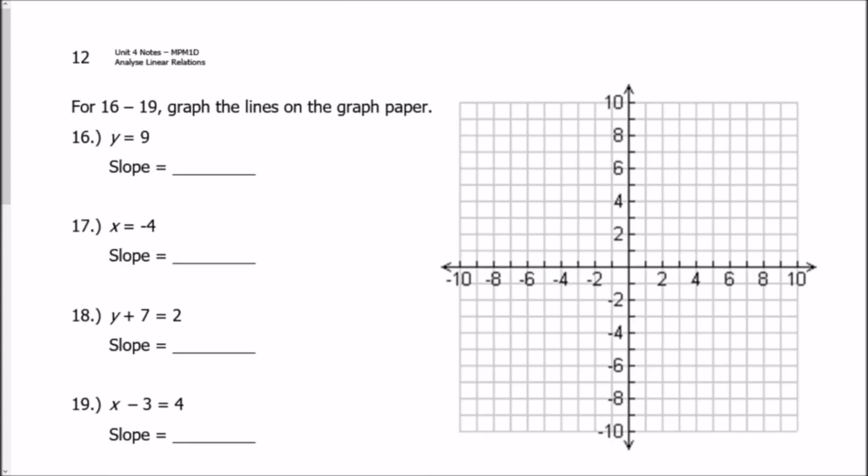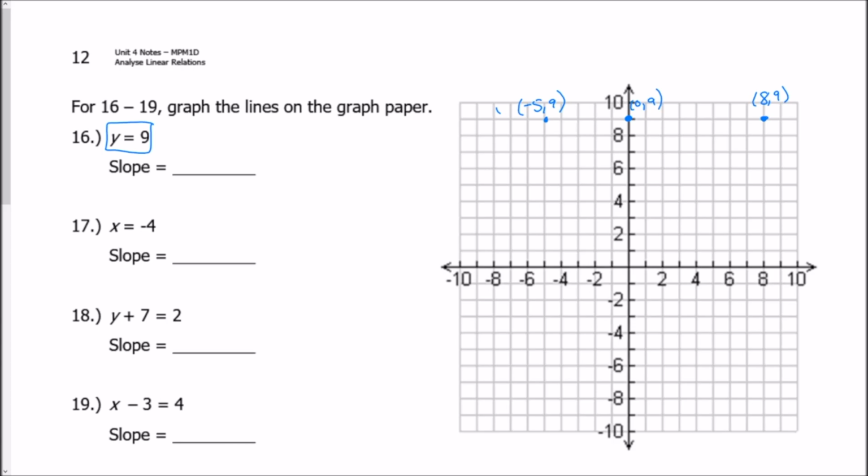All right, so let's apply that information right here. So for questions 16 through 19, graph the lines on the graph paper. So here, if it's y equals 9, it means y will always be 9. So here, for example, y is 9 here because this coordinate is (0, 9). If I go to this coordinate here, it would be (8, 9). Here is (0, 9), right? Any coordinate of 9 for my y value will be on my line. This point right here, for example, would be (-5, 9). So all these points right here will always work.